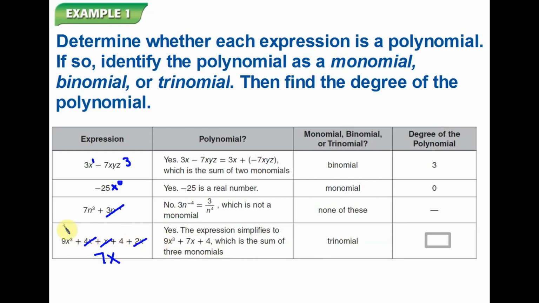Now, for the degree of this one, we look for the highest degree of a monomial. So in here, by looking at it, 9x cubed has a degree of 3. 7x has a degree of 1. The 4 has a degree of 0 because there's no variable next to it, and I'm assuming x to the 0 power will become just 1. So my highest degree is 3.